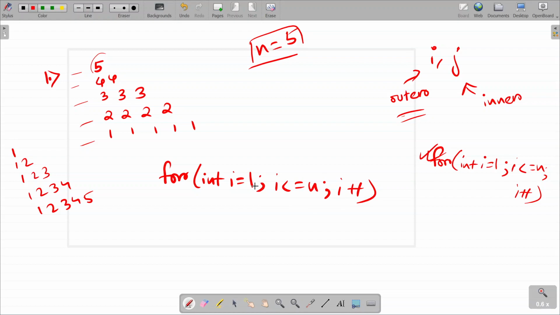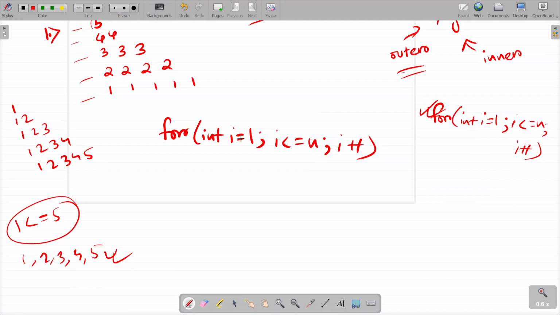because that's easier for you to understand, because I told you that i will signify how many times the pattern lines will be printed. So 1 and i less than equal to n, the value of n over here is 5. So 1 less than equal to 5 signifies that this loop will run 5 times for the values 1, 2, 3, 4, 5. So that's easier for you to understand. Let's start with this, but we will make a slight change to this loop. By the end of the video, that will be clear to you.